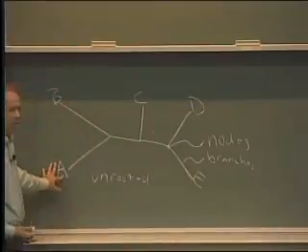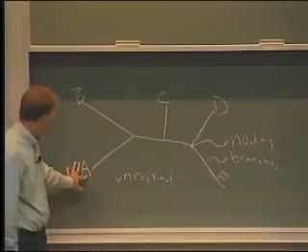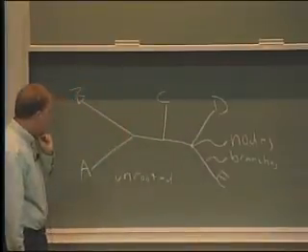These tips are often species names, but they could even be just individual DNA sequences if you're talking about sampling individuals from a population. Okay, so we're going to be thinking of these as individual species. This would be species A, species B, species C, species D, and so forth. So that is an example of an unrooted tree.